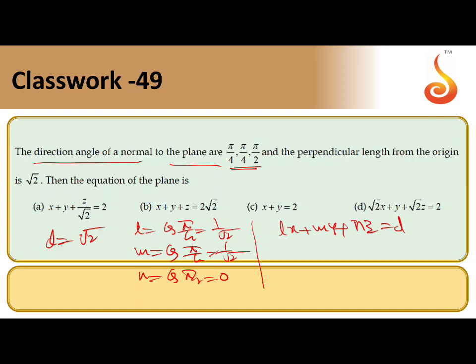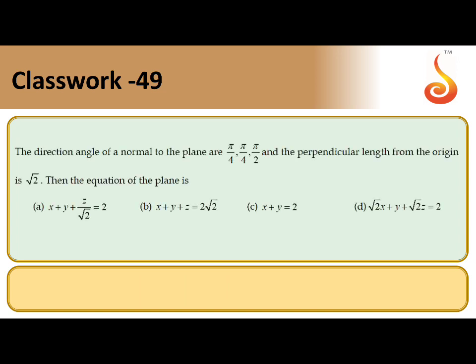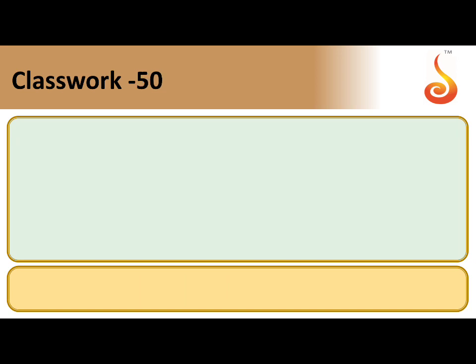So L is 1 by root 2 means x by root 2. M is 1 by root 2, that means y by root 2. N is 0, equal to d. D is root 2. What is LCM? Root 2 is LCM, equal to root 2. So final answer x plus y equal to 2 is the answer. Cross multiply, x plus y equal to 2. Which option is matching? Option C is matching. I hope this is clear. So check the answer. X plus y equal to 2, that is C option, correct.